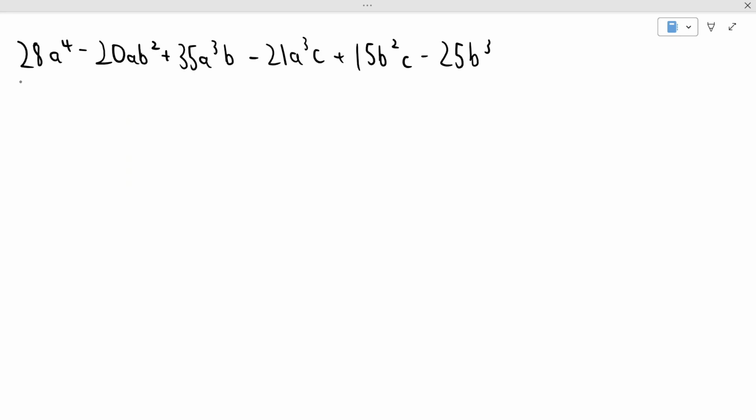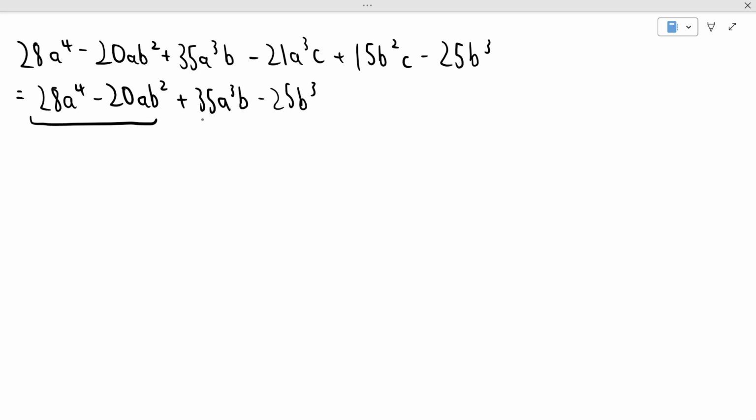Let's do another example. We can see that only the fourth and fifth terms have a c term, so we can put the two terms in a group. We will also group the first and second terms together and the third and last terms together. We can reorder the terms and rewrite the expression as follows. 28a to the fourth minus 20ab squared, which we'll put in a group, plus 35a cubed b minus 25b cubed, which we'll put in our second group, minus 21a cubed c plus 15b squared c, which we'll put in our last group.